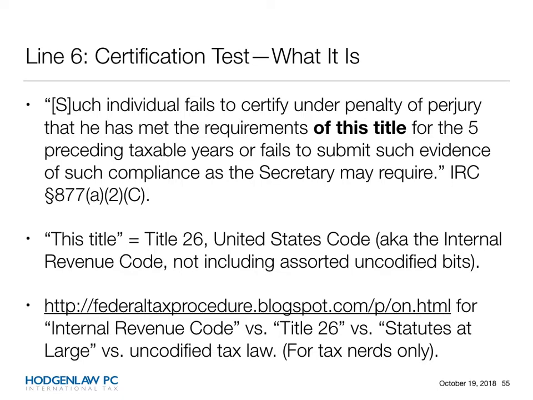Certification test says, I've satisfied everything I'm supposed to satisfy for the previous 5 years under Title 26, the Internal Revenue Code. And I give you a little bit of stuff there for tax nerds only, where you can look at the difference between Internal Revenue Code versus Title 26 versus statutes at large, which is the definitive baseline, this is what the federal law is, versus uncodified tax law. Uncodified tax law is something like this Section 530 stuff where they define what's an independent contractor versus employee, and that's just buried in a footnote somewhere.